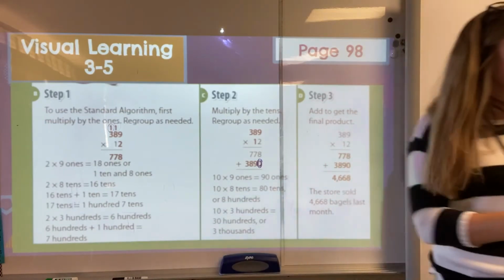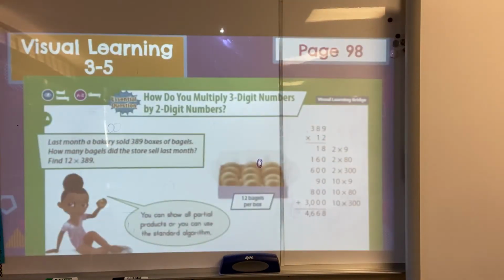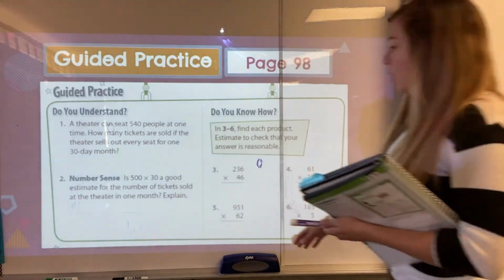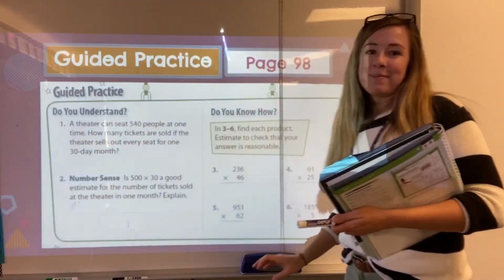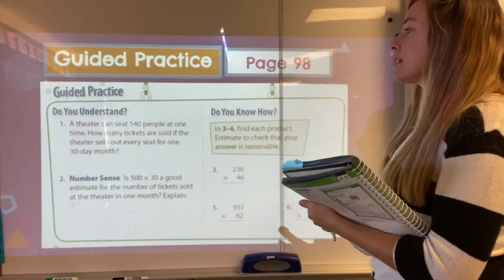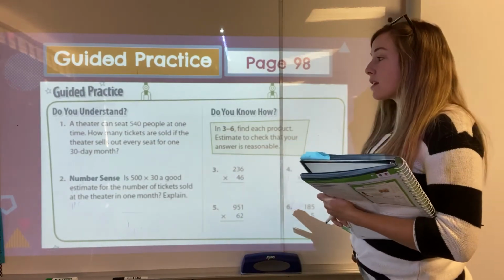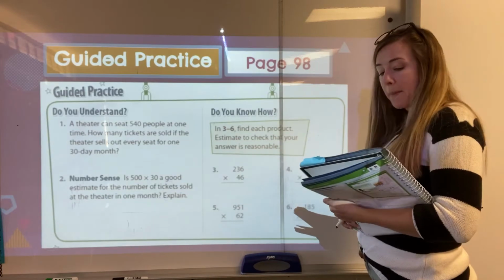Okay, over to our guided practice. We're going to work through 1 or 2, and then, whoop, that's backwards, not so great. And then I'm going to give you a couple problems to try on your own, and then we'll check them in small group. Okie dokie. A theater can seat 540 people at one time. How many tickets are sold if the theater sells every seat for one 30-day month?